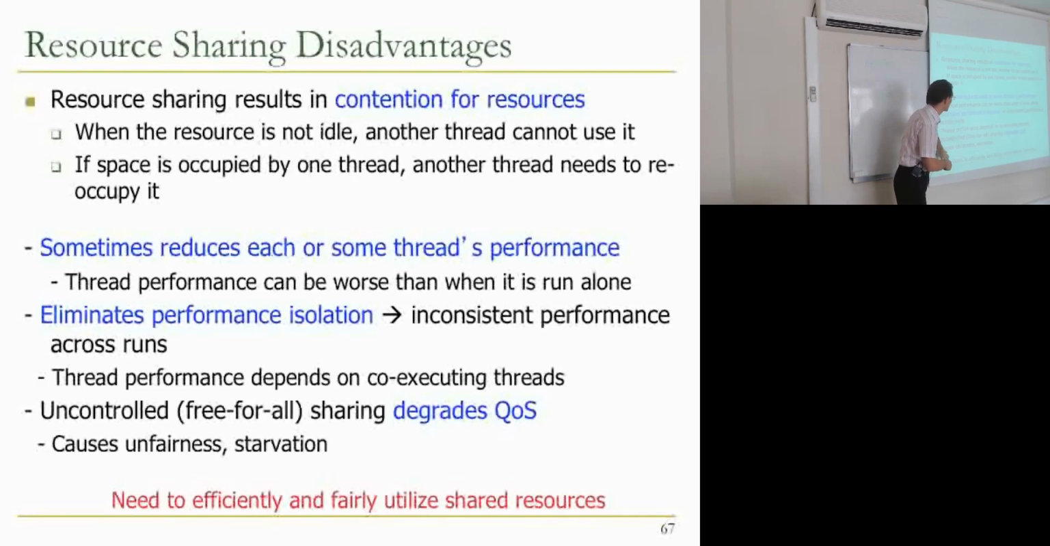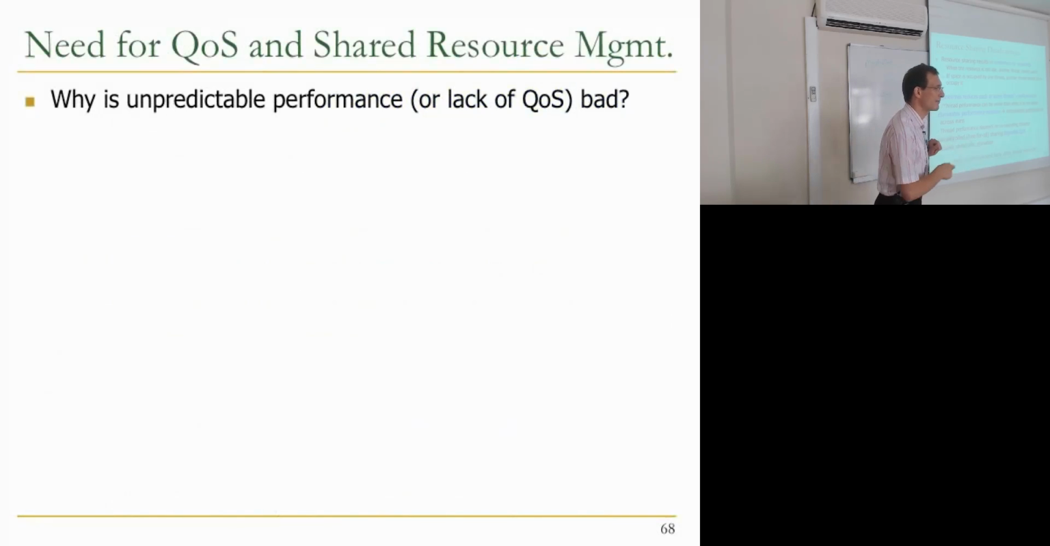So you need to be efficient in the management and you need to be fair in the management. And sometimes these are very tightly coupled. If you're efficient, you can be fair also because you may not want to allocate resources to threads that do not utilize the resources well. But they don't always go the same way, and we will see examples of it, hopefully. So I'll just have a slide on the need for quality of service and shared resource management.